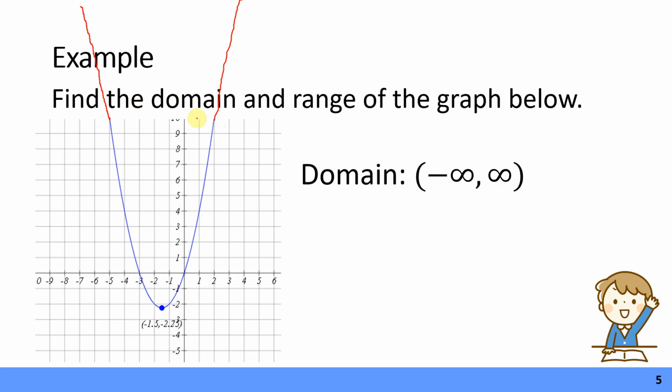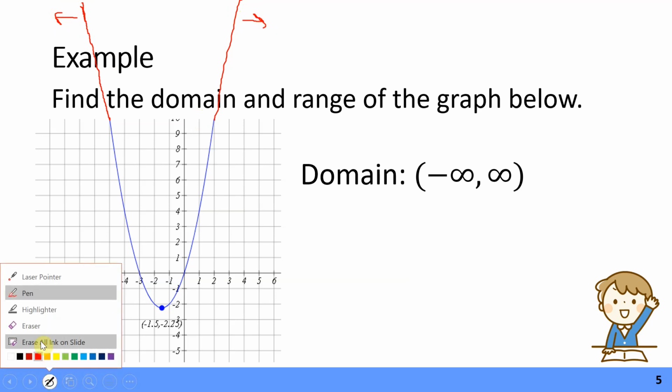So your domain is actually going to be from -infinity to +infinity, because this line is going to end up going all the way to that side, and this line is going to end up going all the way to the right side. So this graph stretches infinitely to the left and infinitely to the right. That's why my domain is -infinity to +infinity.